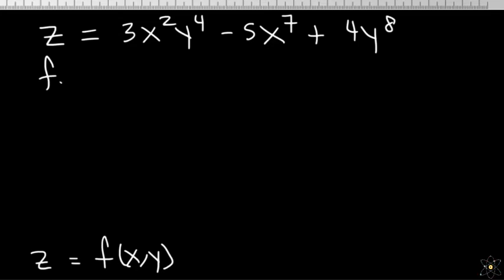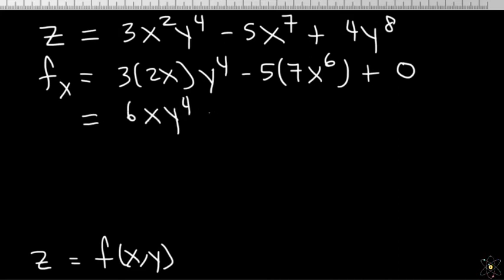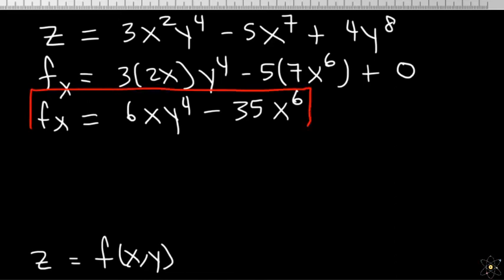Now the first derivative with respect to x is going to be, so keep in mind, let's treat y as a constant. So differentiate only the x variables. The derivative of x squared is 2x. And the derivative of x to the seventh is 7x to the sixth. Now, in the last term, there is no x variable. So 4y to the 8 is treated as a constant, and the derivative of any constant is 0. So this is going to be 6x y to the fourth minus 35x to the sixth. So that's the first partial derivative with respect to x.